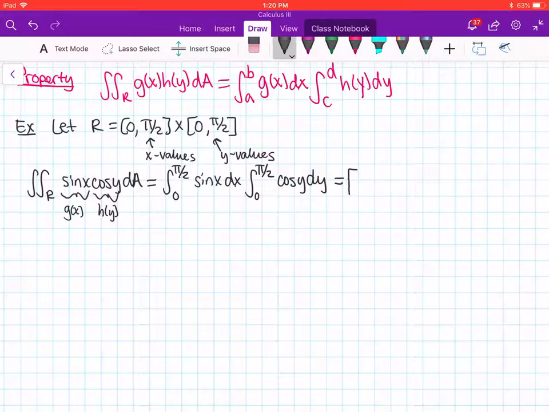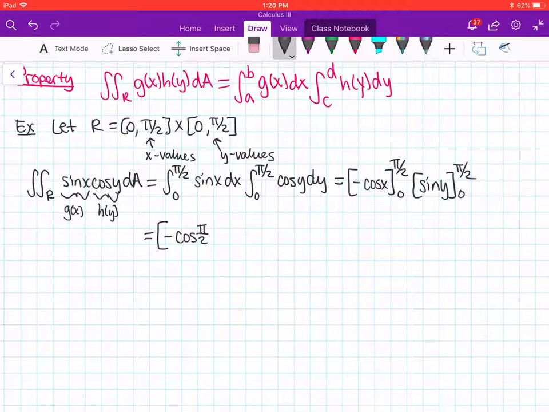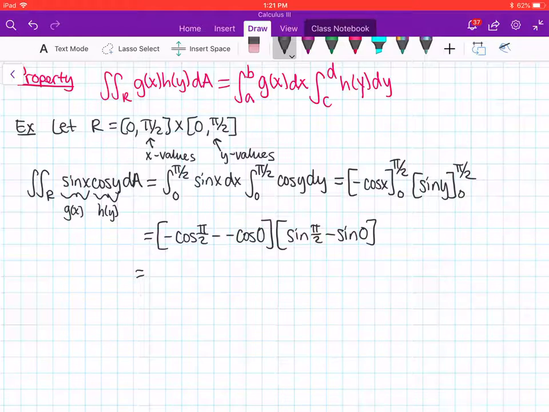We go to find the antiderivatives. The antiderivative of sine is negative cosine. We do the fundamental theorem of calculus. Multiply that by the antiderivative of cosine, which is sine, so sine y, and we go from 0 to pi over 2 again. We apply the fundamental theorem of calculus, so we get negative cosine of pi over 2 minus negative cosine of 0, times sine of pi over 2 minus sine of 0. Substituting in, we get 0 plus 1, times 1 minus 0, and so we get 1 times 1, which gives us 1.